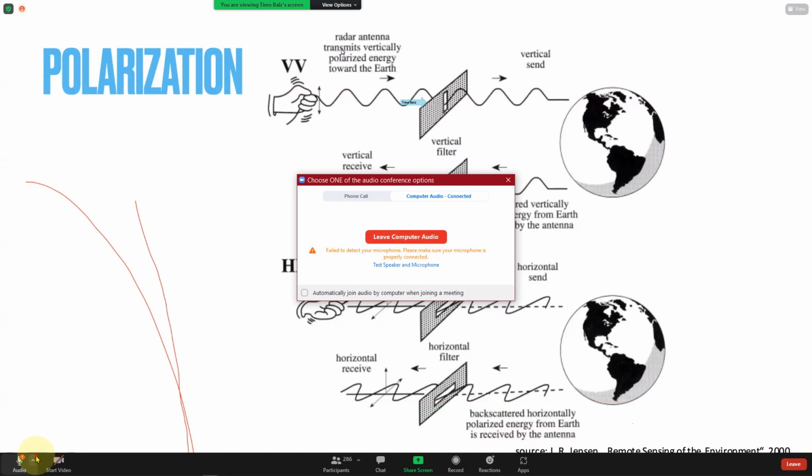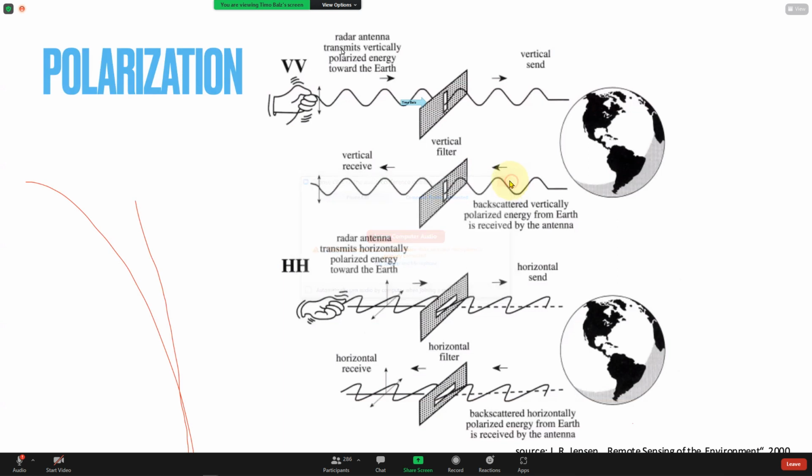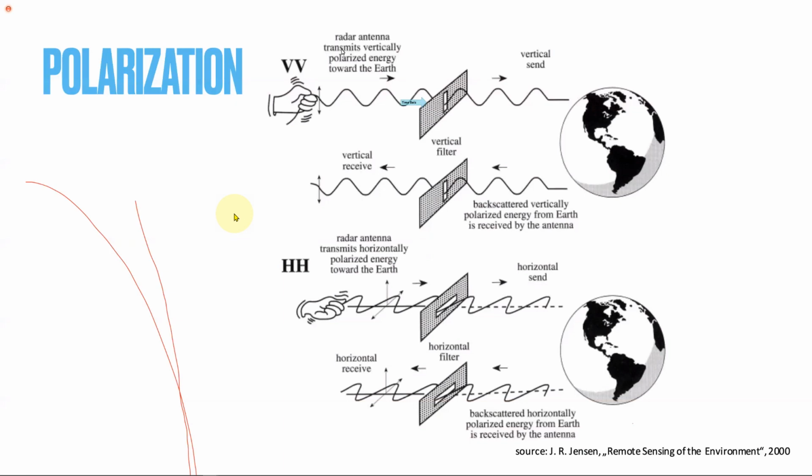Or the other way around. This has some differences and some uses, and I will come to that in a couple of slides in a bit more detail, where we talk a little bit about the differences of those.